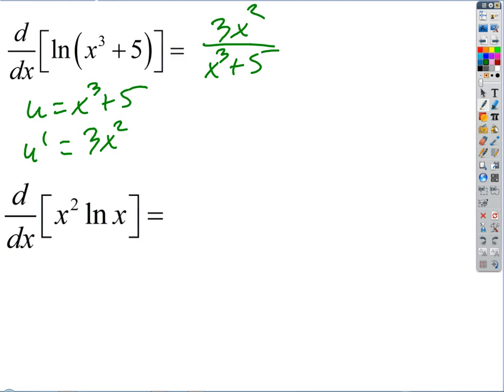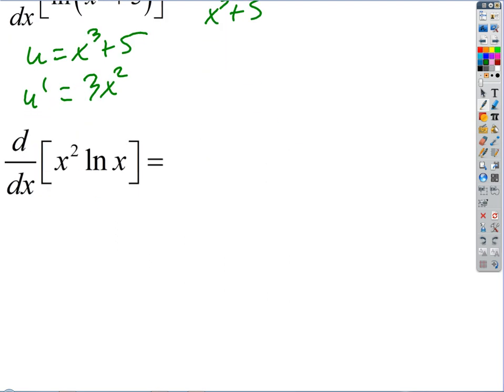Now, how would we do something like this? This is a little different. Take a look at this. Nobody answered yet. Everyone stare at that for a second. What's going to be our approach here? We're differentiating a different animal.